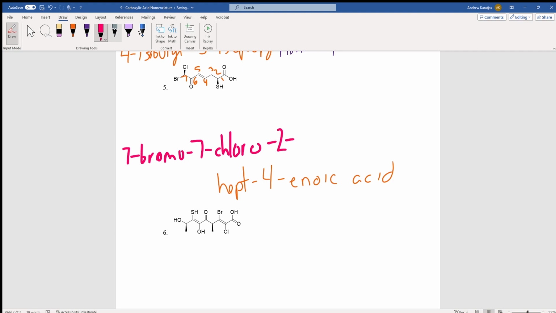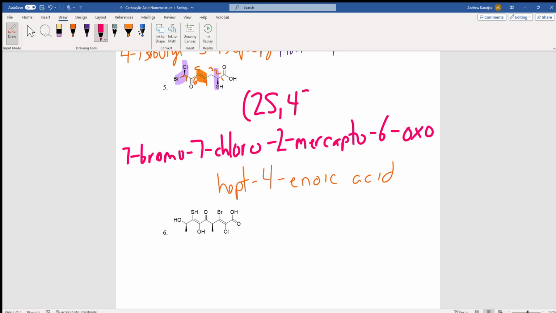Next is the sulfur, the thiol group. Recall that a thiol, when used as a substituent, gets the name mercapto, and then that ketone is under the name oxo. Finally, we have 2 stereocenters. We have a stereocenter at 2, a stereocenter at 7, and then we also need to worry about the geometry of the alkene at carbon 4. So you can work through those. 2S, 4E, and 7R.